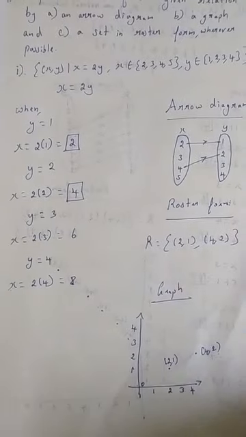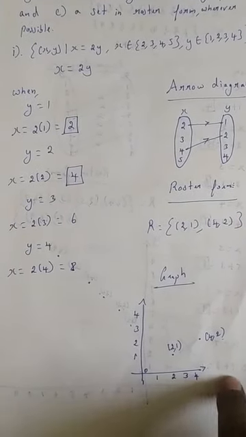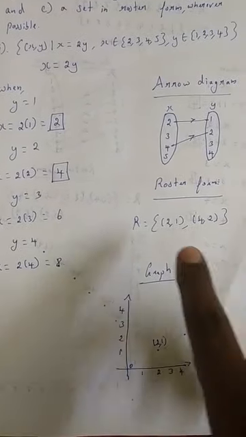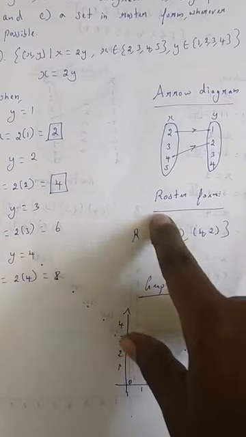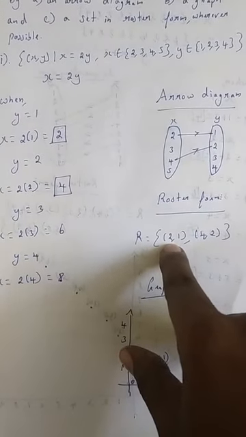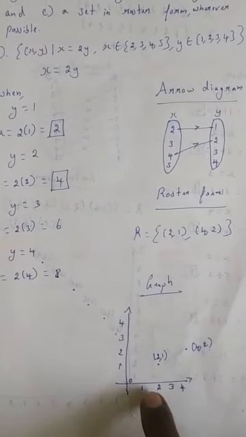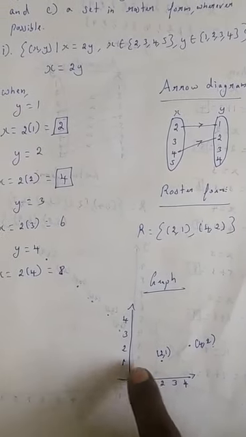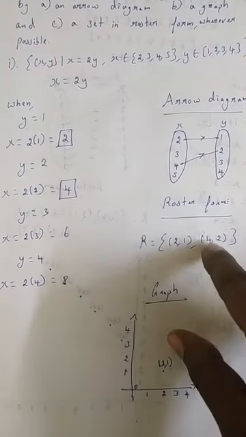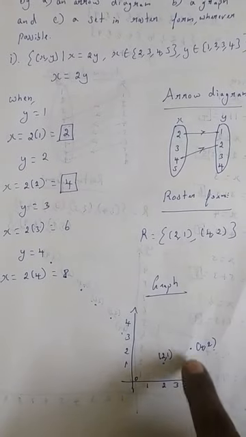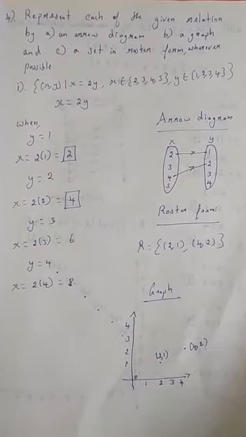Next one is graph. Graph is also very, very simple. We have to draw x-axis and y-axis and write numbers 1, 2, 3, 4, 1, 2, 3, 4. Just plot the points of the ordered pairs. So (2, 1), that is x, y, right? So when x is 2 and y is 1, we have to plot 2 comma 1 here. And the next one is 4 comma 2. So this is graphical representation, right?